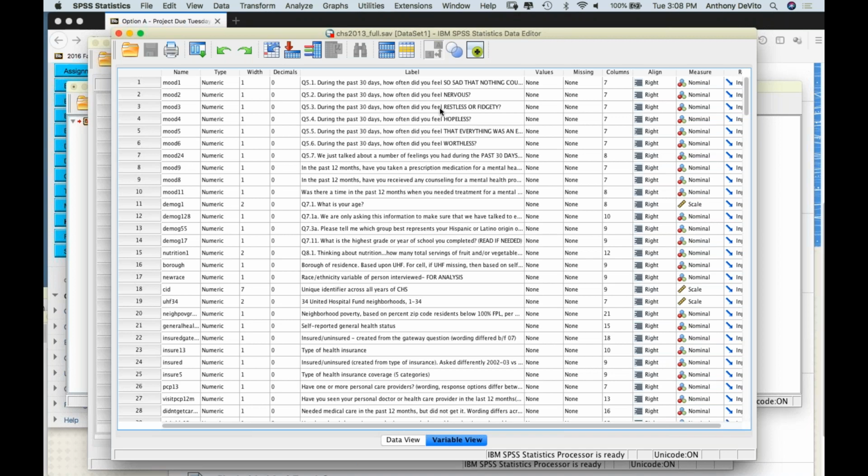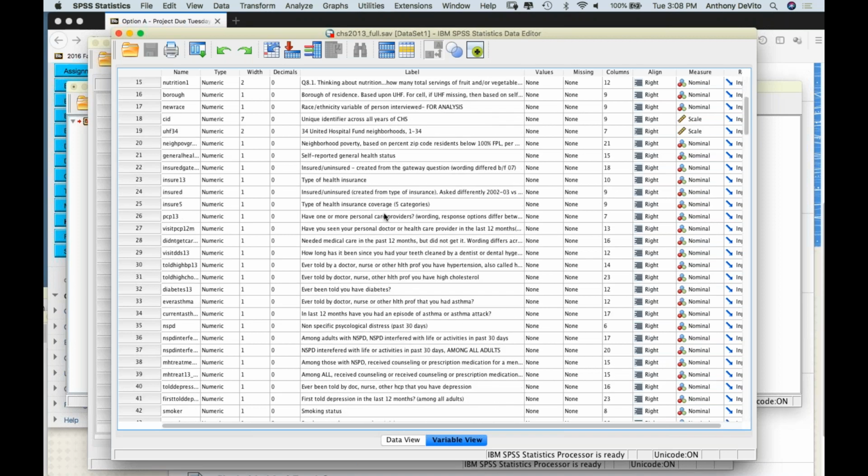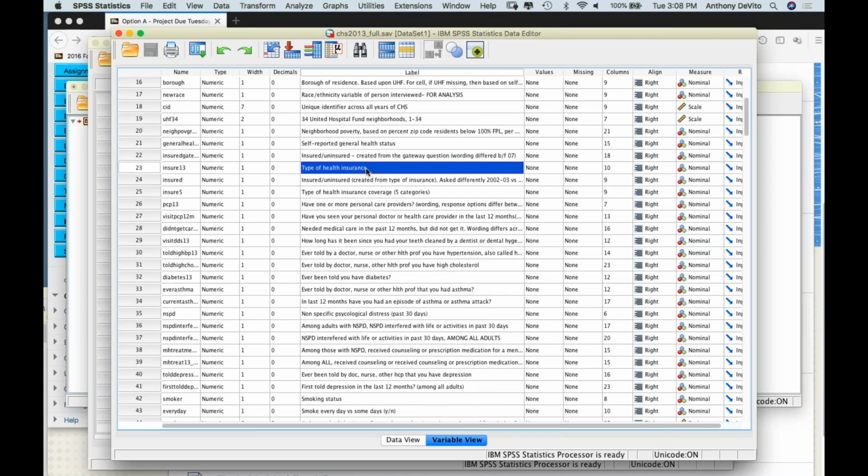Most of them are categorical. There are some numerical variables where people report a number, like age, or the number of times that you felt nervous in the past 30 days, and so on. Type of health insurance, right? Now, if I go to, see, that's insure 13.